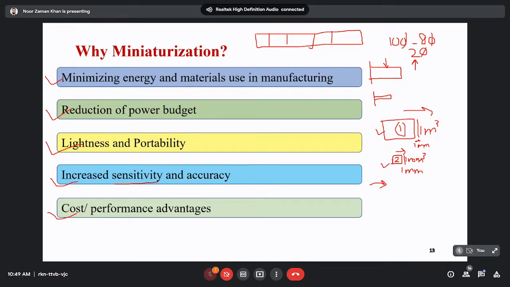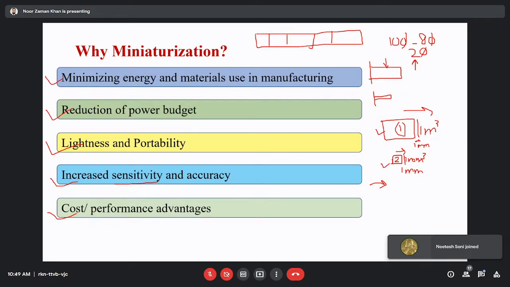Now if we talk about the cost performance advantages, when you are using less material and spending less energy, obviously it will lead to less cost. Material requirement is less, energy requirement is less, so it will ultimately lead to less cost. Performance depends on accuracy and sensitivity. If you increase the accuracy and the sensitivity, then performance will improve. So due to all these factors, we require miniaturization in manufacturing industries. We require micro components to be used in manufacturing industries.